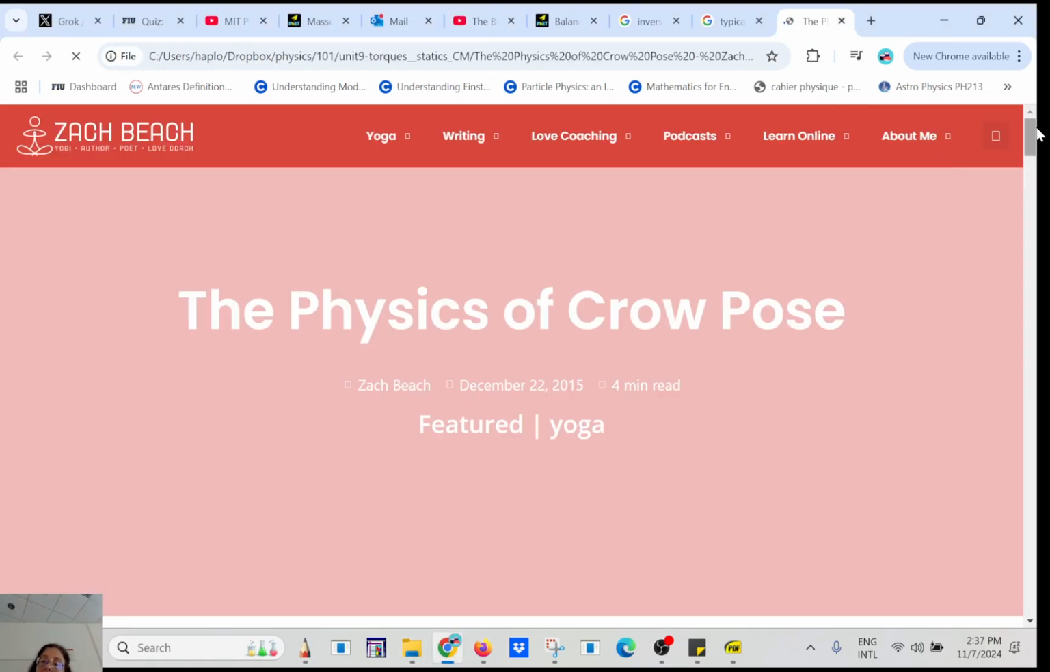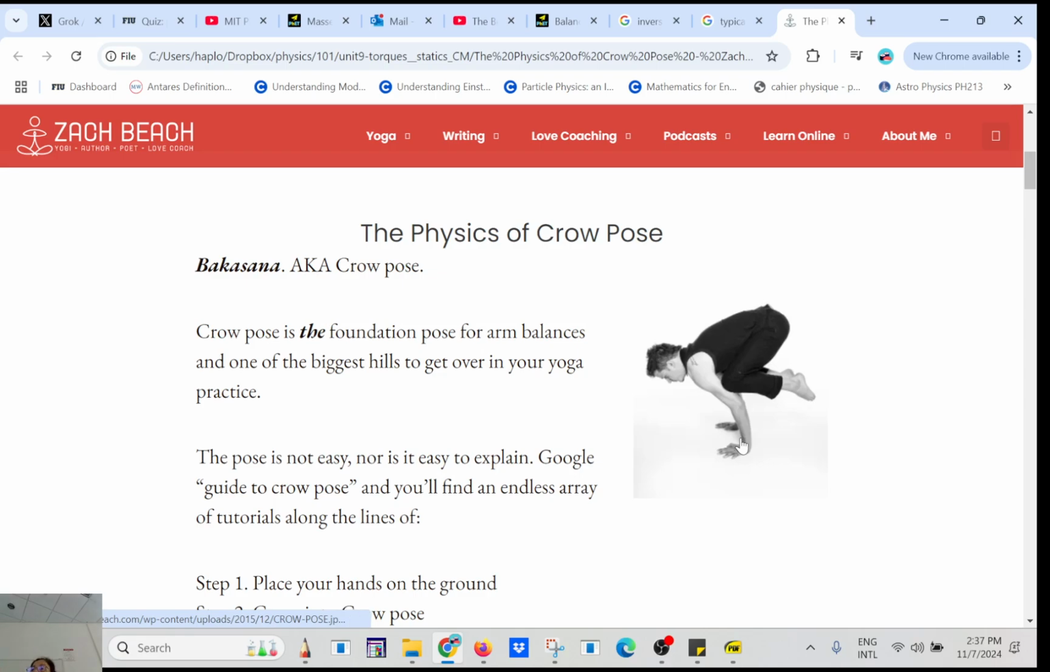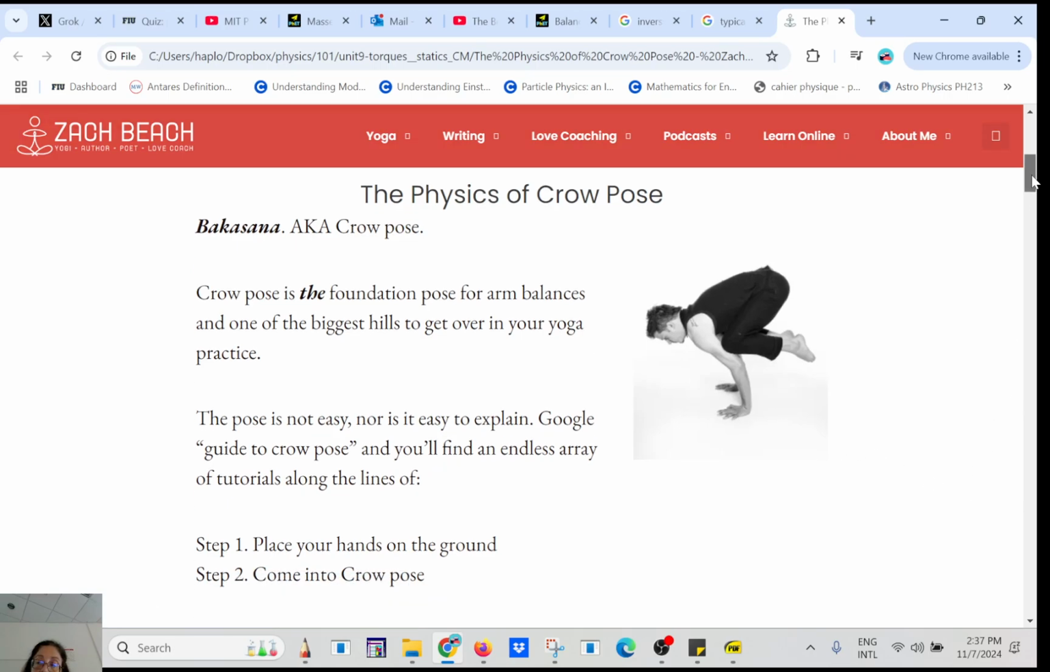So, okay, the physics of crow pose. You see here, extra credit. Apparently it's easy to do. It didn't work for me, but apparently it's easy to do. The idea is that you do it slowly and your center of mass will be somewhere there because you are a little bit forward. So your center of mass will be here, and it has to be just above your hands if you want to be stable, right? And if you do that, you will be in equilibrium. A student told me that it's easy to do.